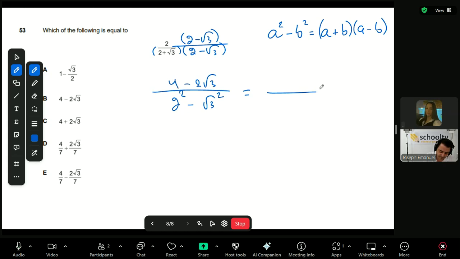So let's see what we have here now. 2 square is 4, 4 minus 3 is 1. Again, I will make it slowly. You have 4 minus 3, this is 1. So 4 minus 2 is 3, 4 minus 2 is 3. So actually 1 you can just not write it. So you have 1 minus 2 square root of 3. B.